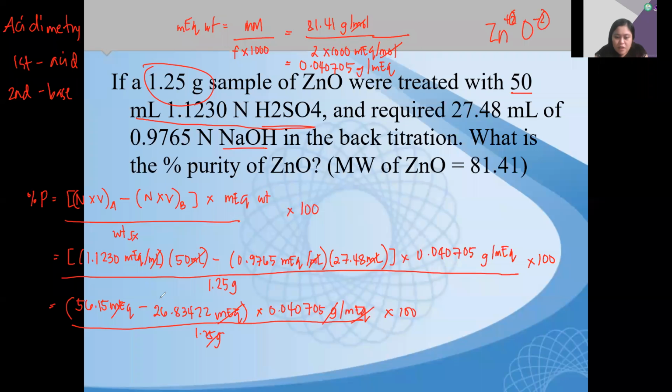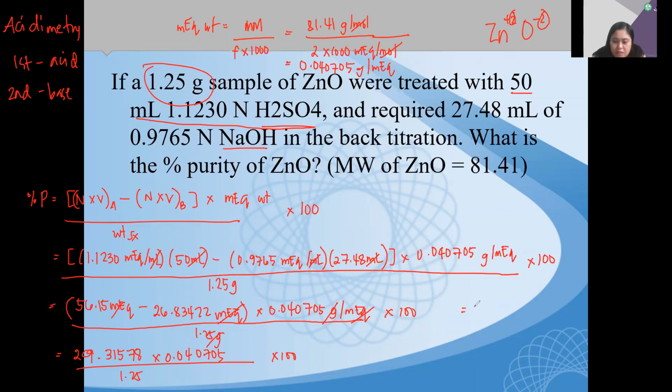What do I mean by magiging isa? 56.15 minus 26.83422 is 29.31578 MEQ. Yan yung sinasabi ko. MEQ na siya, kaya kinancel ko na siya kanina. Okay? So, pwede ko na yan siyang tanggalin. Times 0.040705. Wala na tayong unit na natira. Times 100. Dito na lang yung continuation.